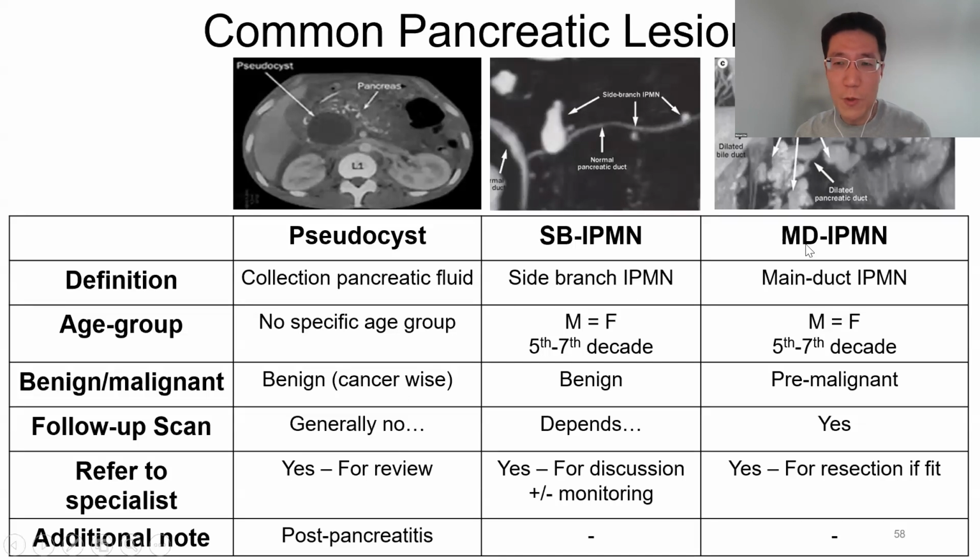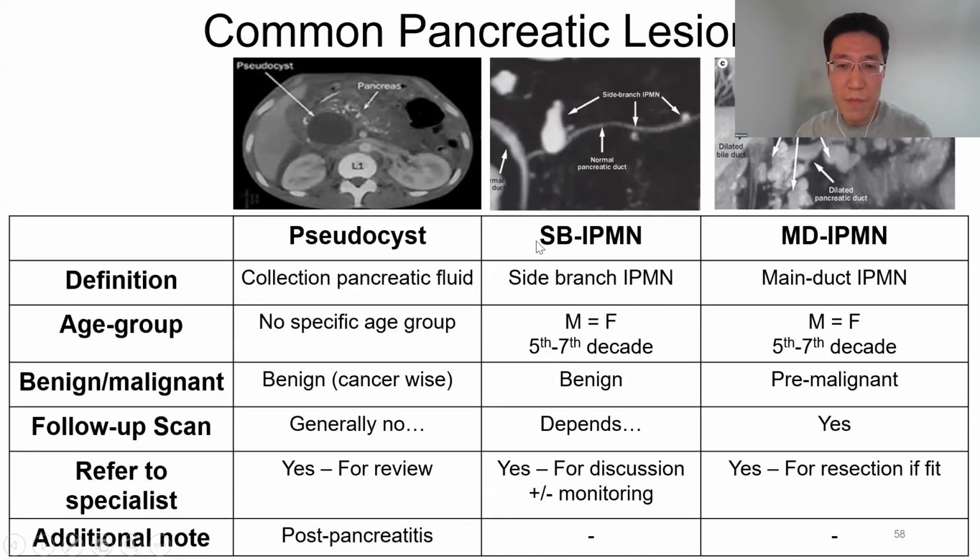So these two are what we talked about as side branch and main ducts. The side branches are, this is the main pancreatic duct, and these are just branches off the main pancreatic duct. And these are benign and should be monitored. But if you have a main pancreatic duct IPMN, if they are fit for surgery, you should offer resection.